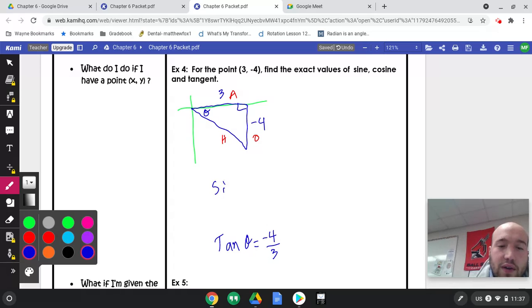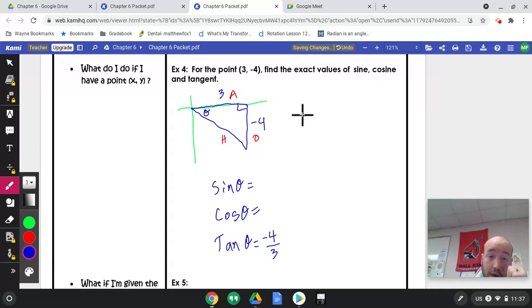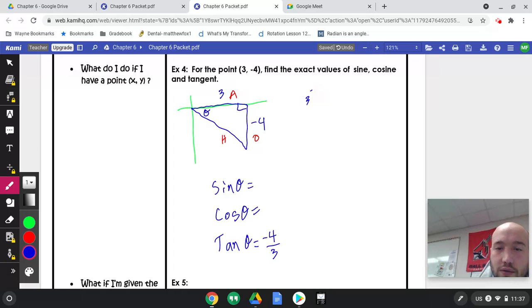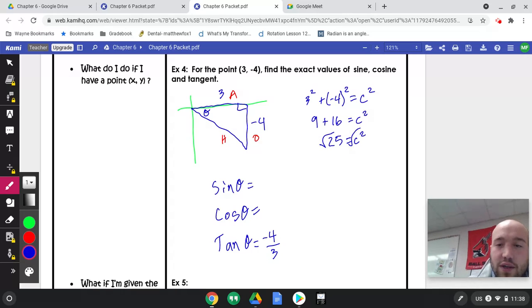But we also need to find what sine of theta and cosine of theta are. Once again, some of you are tempted just to say that sine is -4 and cosine is 3. That is only the case if h was 1. In our case here, h will not be 1. So we're going to use a squared plus b squared equals c squared. So 3 squared plus (-4) squared. If we add that together, we get c squared. So 9 plus 16 equals c squared, and we get 25 equals c squared. When we take the square root of both, we get c to be 5. It's a nice Pythagorean triple here.